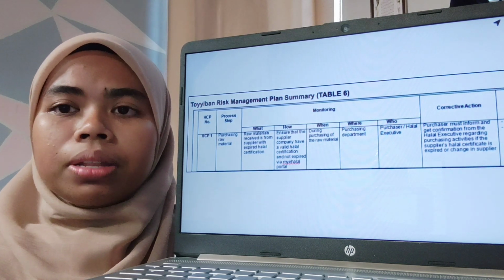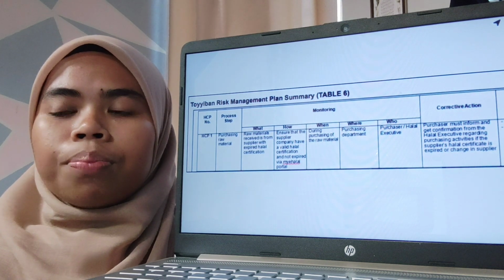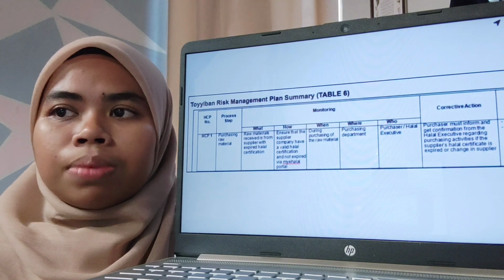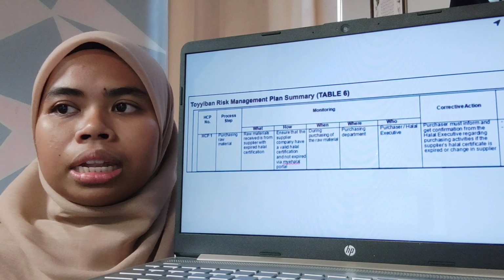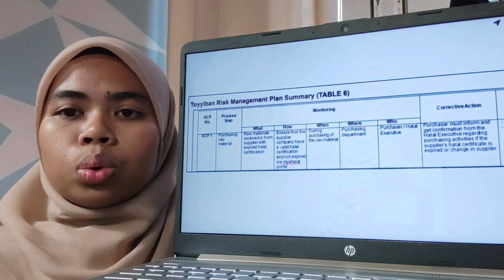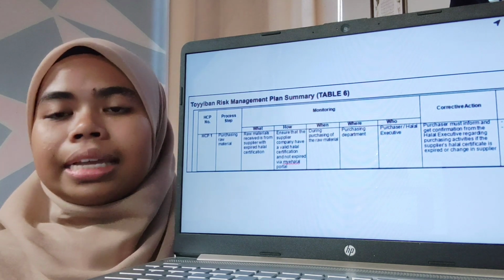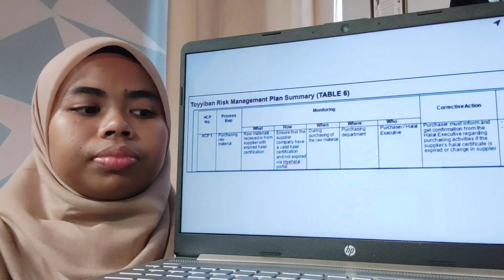So if this happens, the corrective action is the purchaser must inform and get confirmation from the halal executive regarding purchasing activities if the supplier's halal certificate is expired or there is a change in supplier. So for the records, we have two: first, the purchase order, and second, the invoice of the purchase.